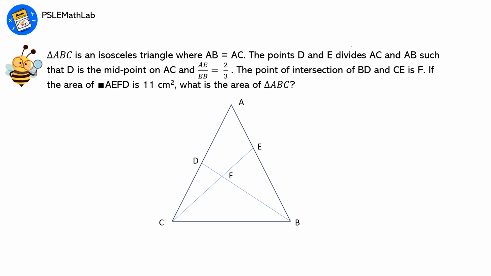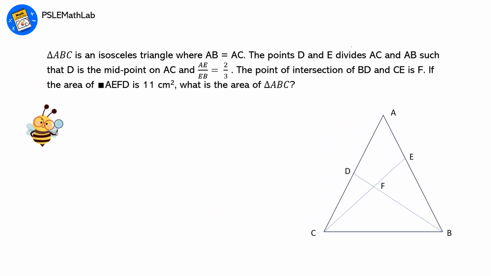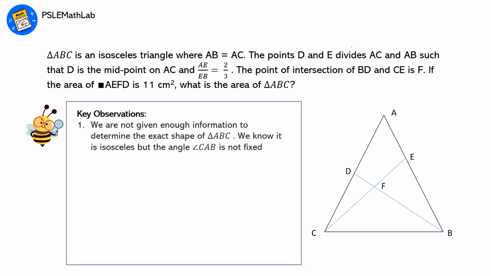If you'd like to give this problem a try, pause this video now. So let's first observe and analyze the triangle and the lines given. First, we do not know the exact shape of ABC. We know it's an isosceles triangle, but the base angle is not fixed, so there are lots of possibilities.